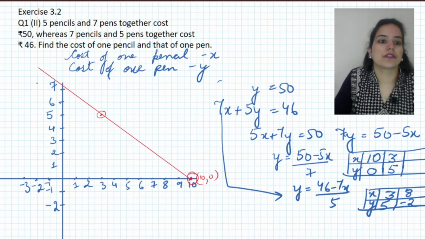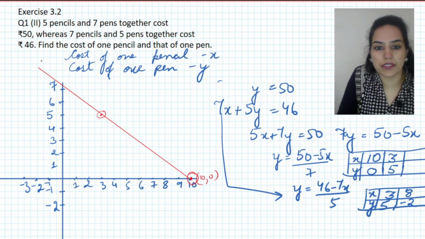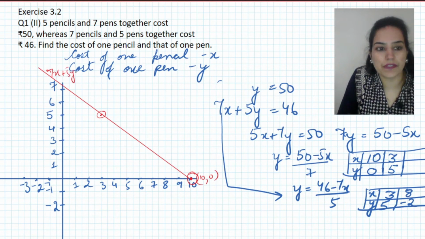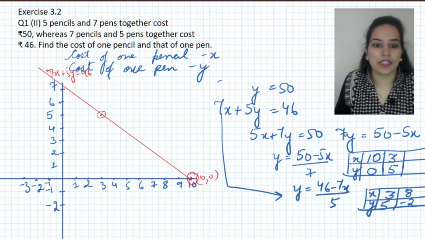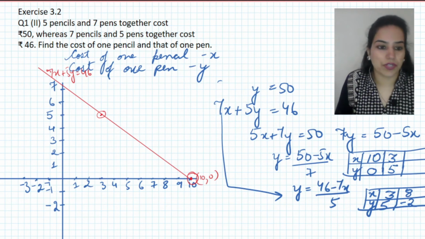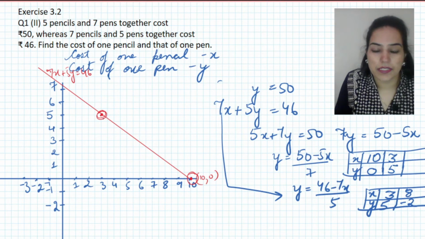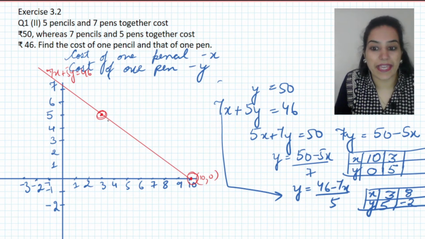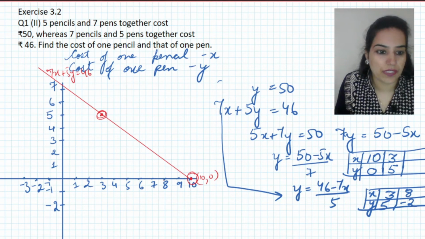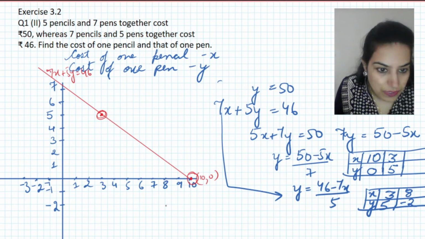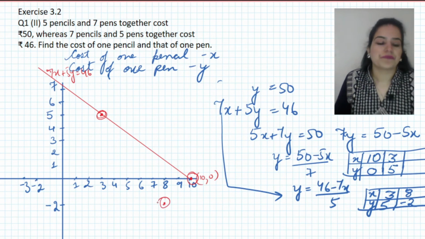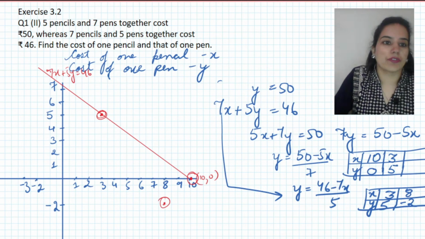All right, this is where it is joined, and I'm naming it as 7x plus 5y is equal to 46. Now the other one is x is 3, y is 5. That's the same point there, right? And x is 8 and y is minus 2. So if x is 8 and y is minus 2, this is somewhere here. Okay, and now I'll join them.